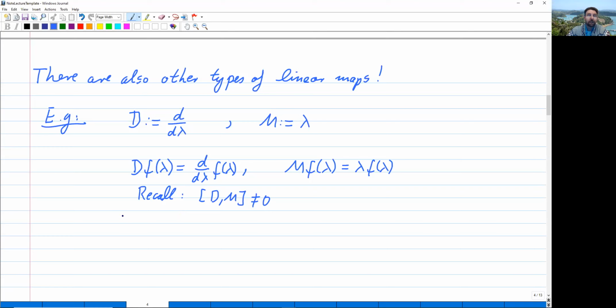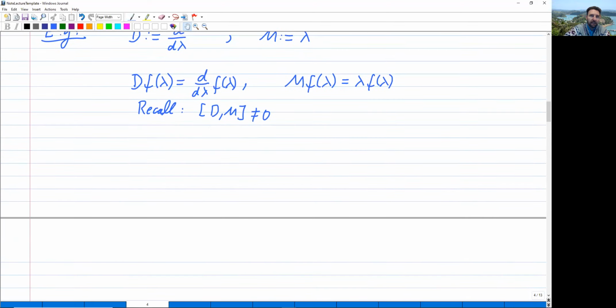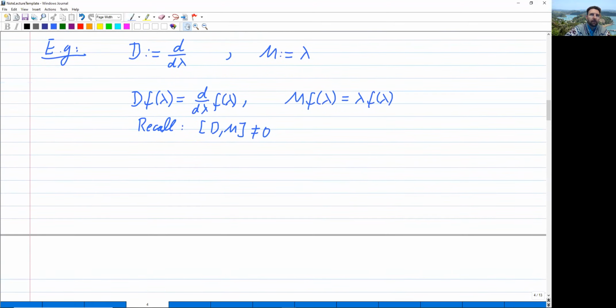But I was just claiming, and now I should show you that indeed they are really linear maps. So notice D and M are linear maps.